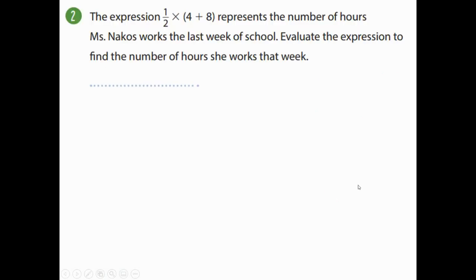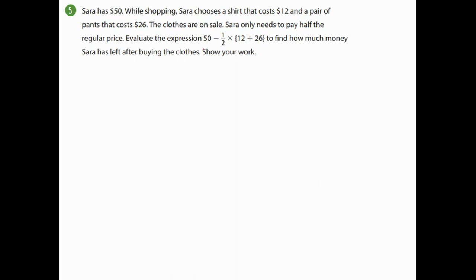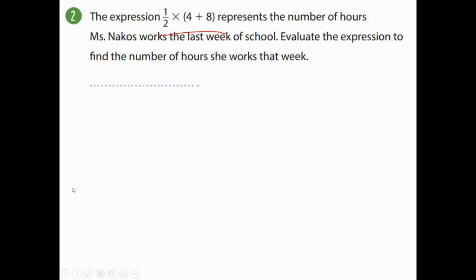All right, so here's what I want you guys to do. Again, they're only asking you to evaluate expressions here. On number 2, you're going to evaluate the expression. On number 3, evaluate the expression. Number 4, evaluate the expression. And on number 5, evaluate that expression. Okay, you can read through the questions. But the biggest thing I want you guys to take out of today is learning how to evaluate those expressions. So go ahead and answer those 4 questions. Come back, check your answers.